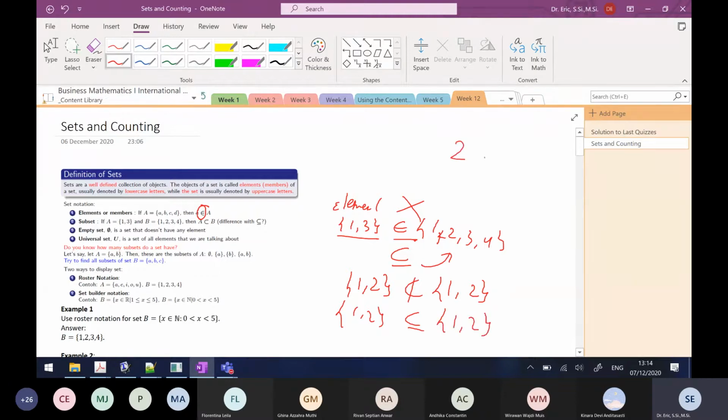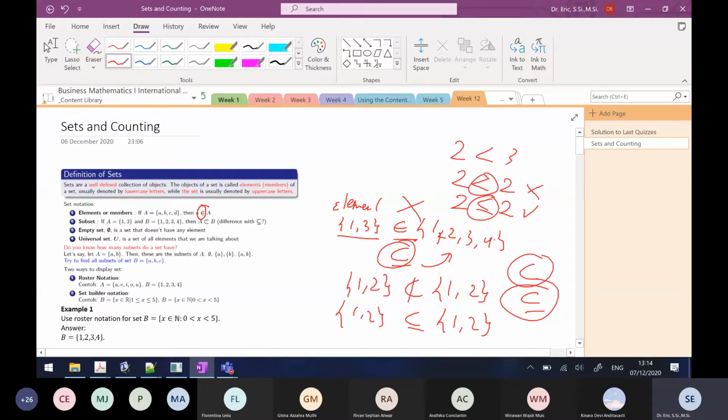The same as this. 2 is less than 3. Yes. But is 2 less than 2? No. But 2 is less than or equal to 2. This is the same. Okay. This and this. Subset and subset or equivalent. Okay. And this is empty set.